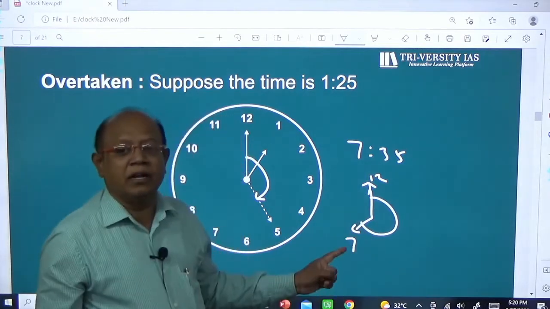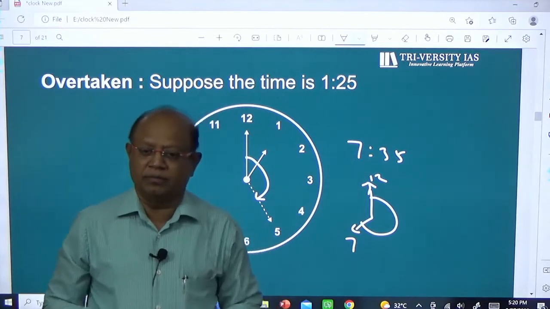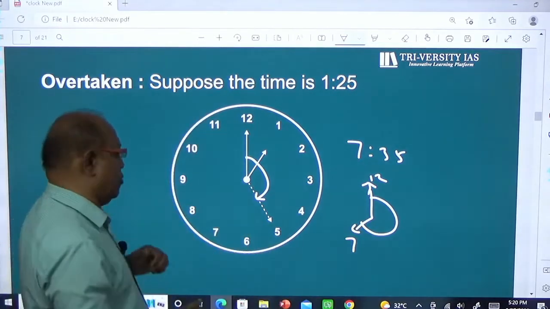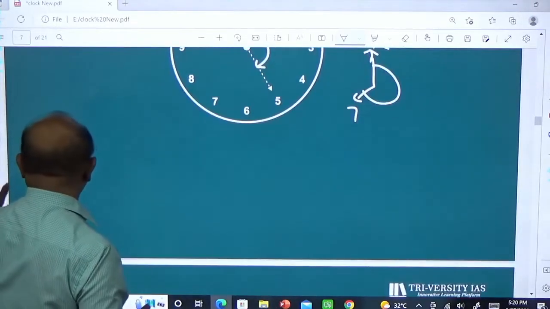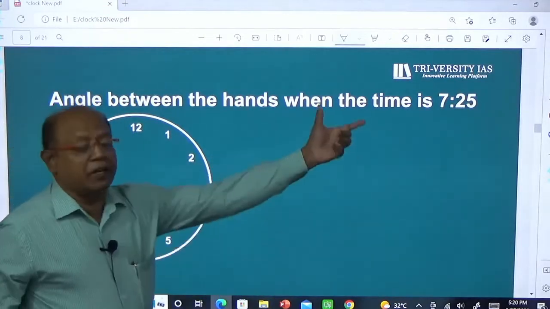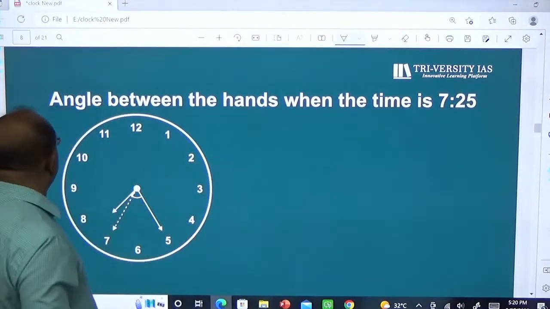The smaller hand will move a little ahead. Still, it is not overtaken. So, this is the way to find whether it is overtaken or not overtaken. Now, how to find the angle between the minute hand and hour hand? Suppose 7:25. We want to find the angle between the minute hand and hour hand.